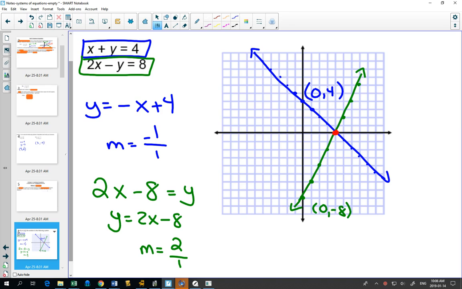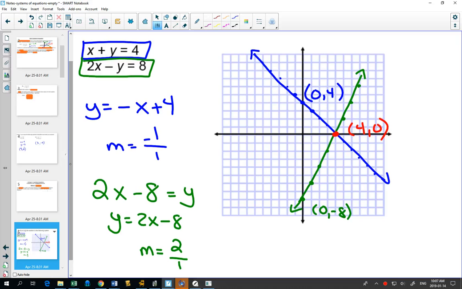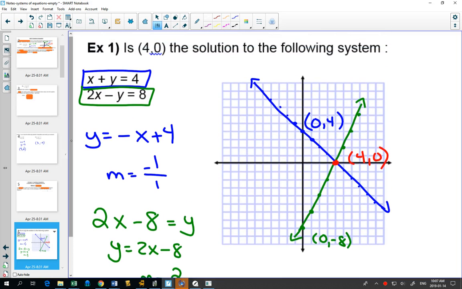And we can see from the graphs that they intersect here. That point is at (4, 0). What was our original question? Is (4, 0) the solution to this system? We can say yes.